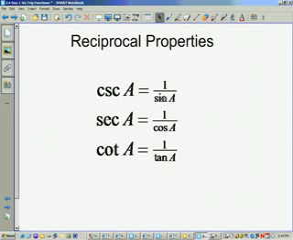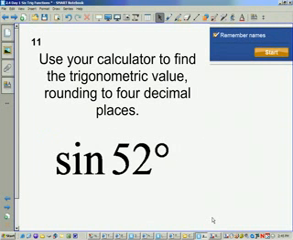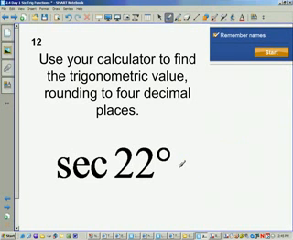Now, these have reciprocal properties, like I said before. So cosecant is 1 over sine, secant of A is 1 over cosine of A, and cotangent of A is 1 over tangent of A. Now, this is really important when we're plugging these into the calculator, because our calculator doesn't have a secant button. Now, sine of 52, if we wanted to find the answer to this, you just plug it in your calculator, sine of 52, and your answer would be 0.7880. If you don't get that answer, check to make sure that you're in degree mode.